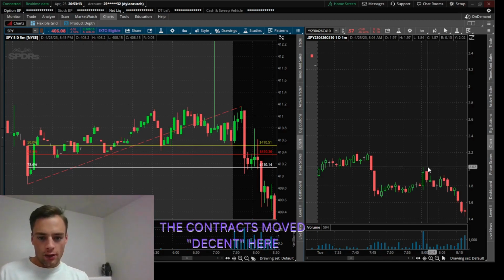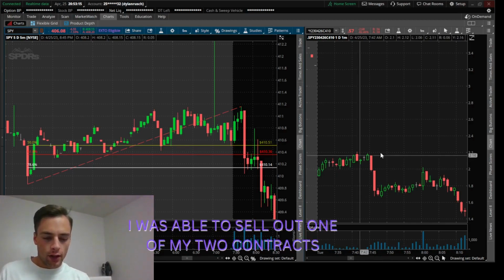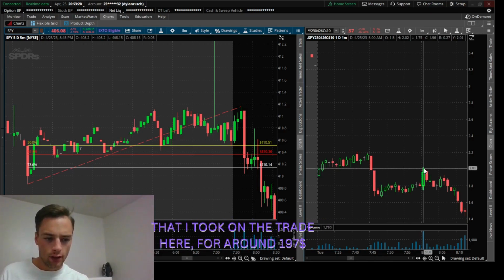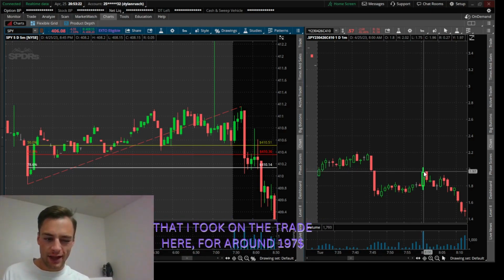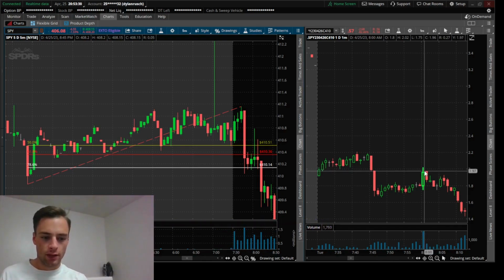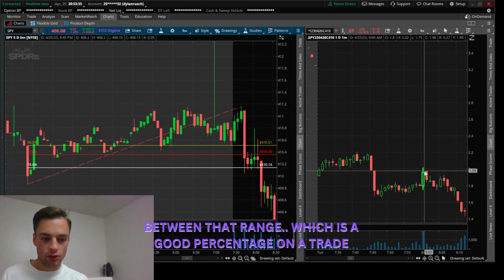So the contracts moved decently right there, and I was able to sell out one of the 2 contracts that I took on this trade for about $197. So a decent trade right here, about 10%, maybe closer to 20%, but in between that range, which is a good percentage on a trade.